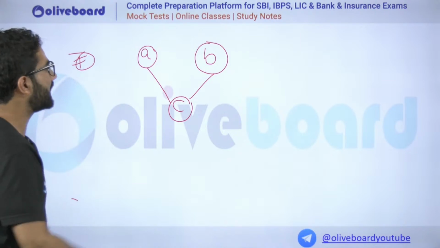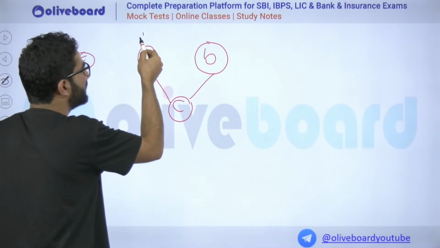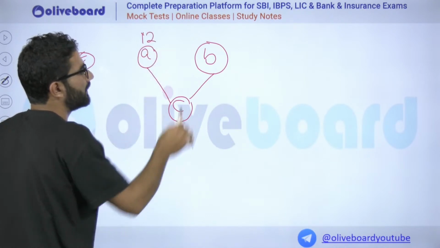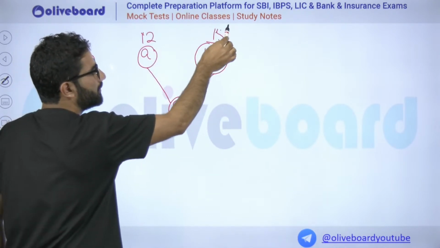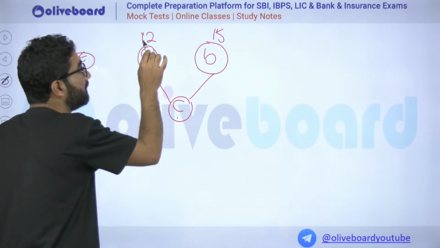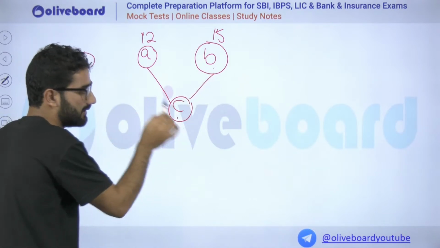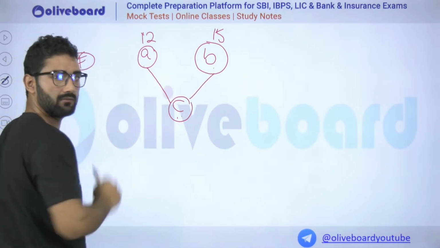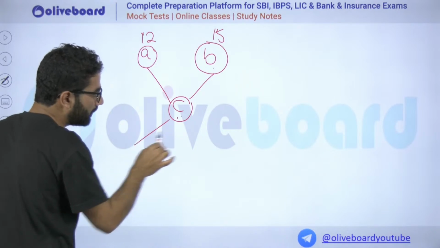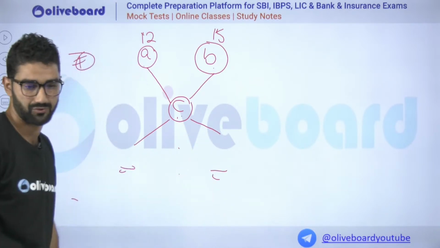You can assume that if the cost for this was 12 rupees per kg and the cost for this was 15 rupees per kg, the cost for C will be in between 12 and 15. It will be greater than A and less than B, in between. Now how to find the value for this and this? Then you can definitely find the proportion.